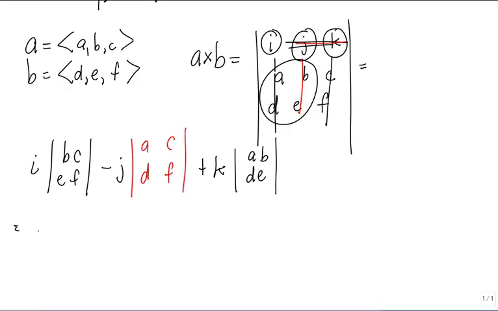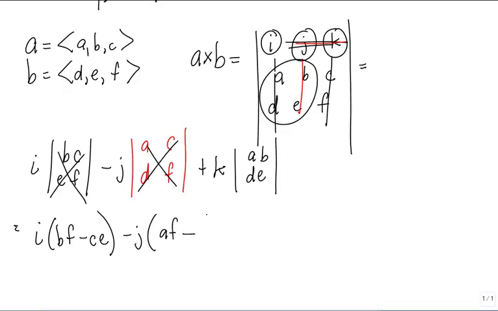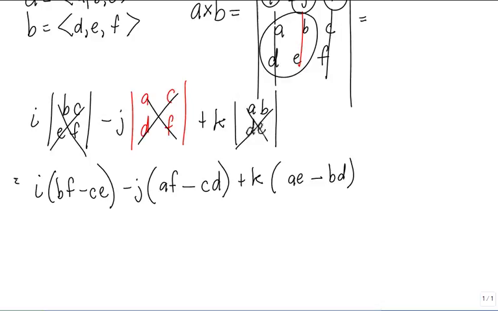Okay, so we have i times (B F minus C E), minus j times (A F minus C D), plus k times (A E minus B D). Now you don't have to memorize this, you just have to learn how to work them, because in the next section we're going to use it a lot. And that's going to give us the cross product of two vectors.